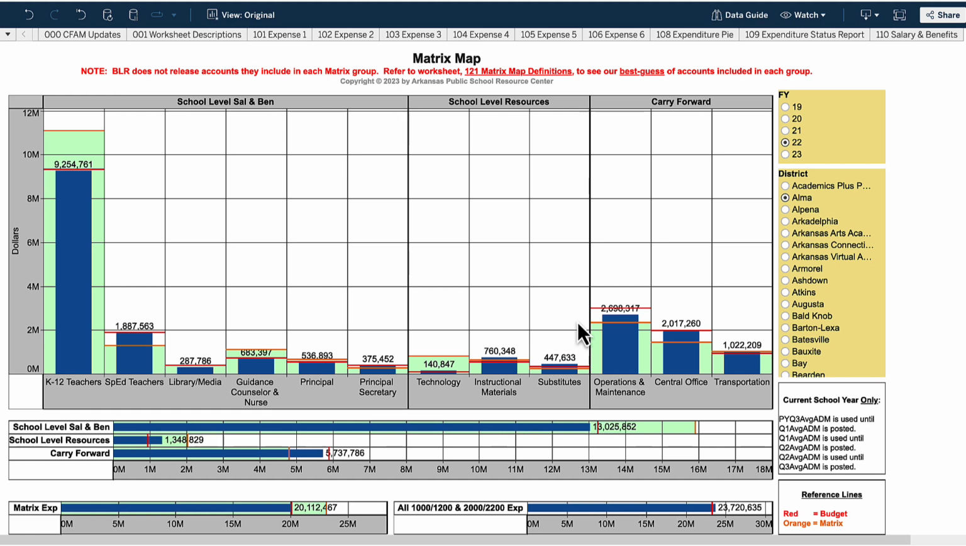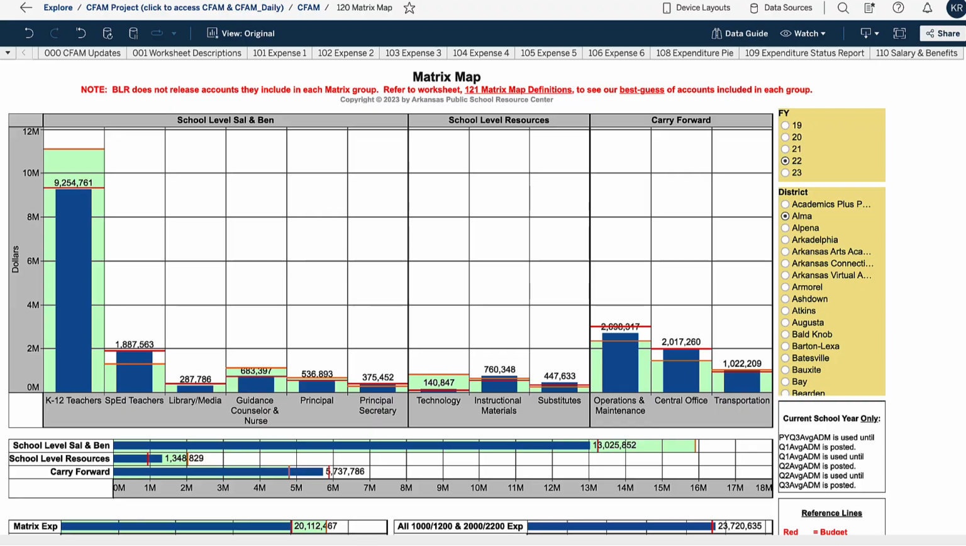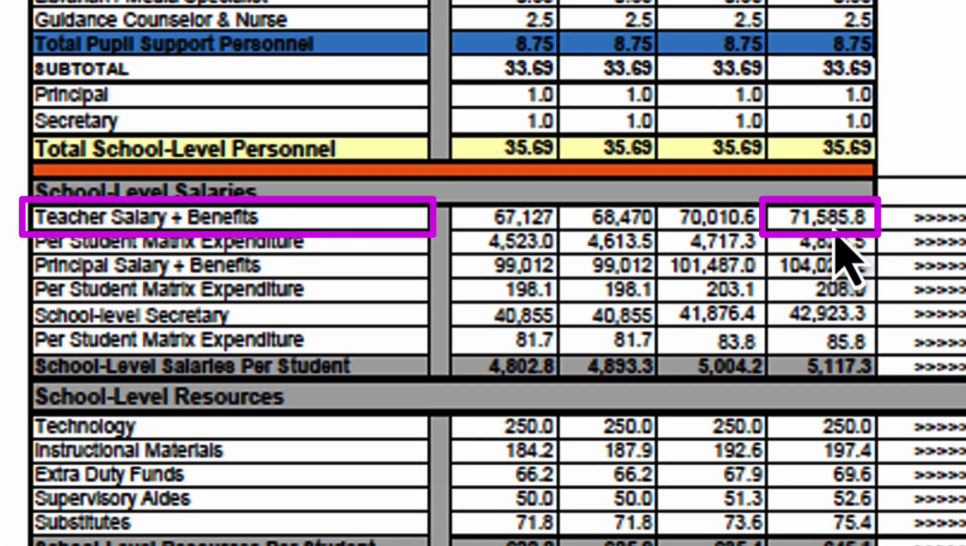One of the questions we get quite often is, why is there such a big gap usually on K-12 teacher salaries? Why do schools spend less than what's in the matrix? Remember, this is calculated basically at $71,000 for salary and benefits. Many of our school districts obviously don't pay anywhere near that salary.